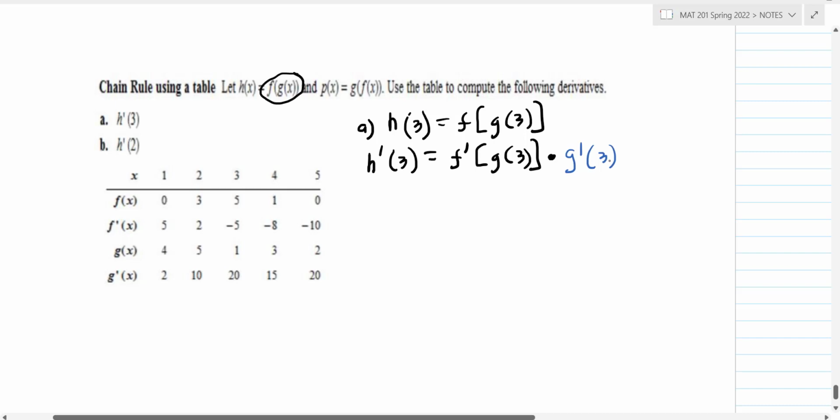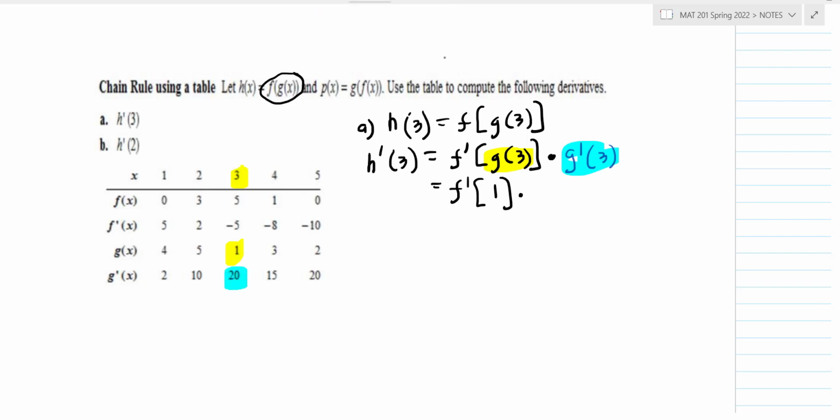So what we're ready to do now is look at our table and identify some things. So let's find g of 3. Here's 3. g of 3 is 1. So just keep bringing this down. We still have f prime, but g of 3 is 1. Then we need to identify what g prime of 3 is. So g prime of 3 is 20. Okay, so now we've got that.